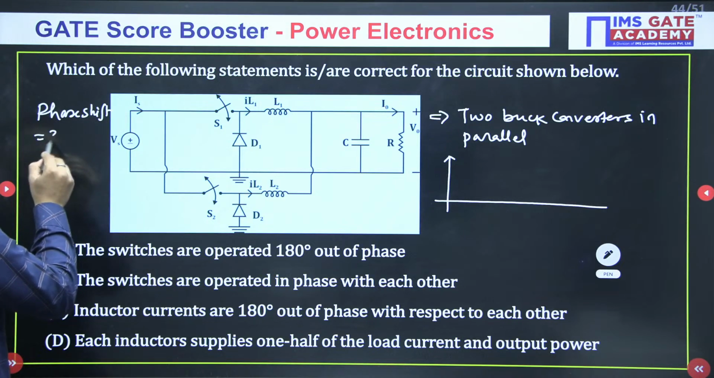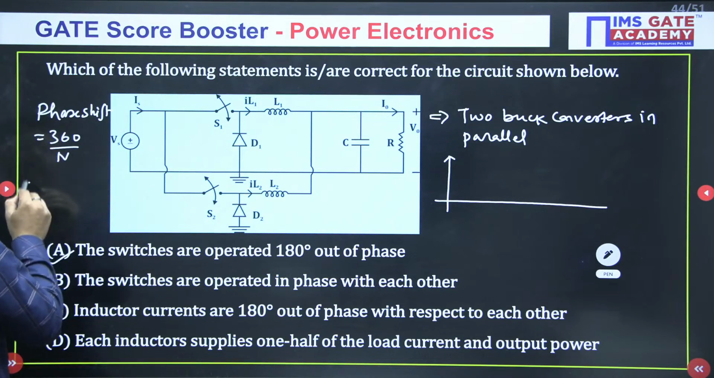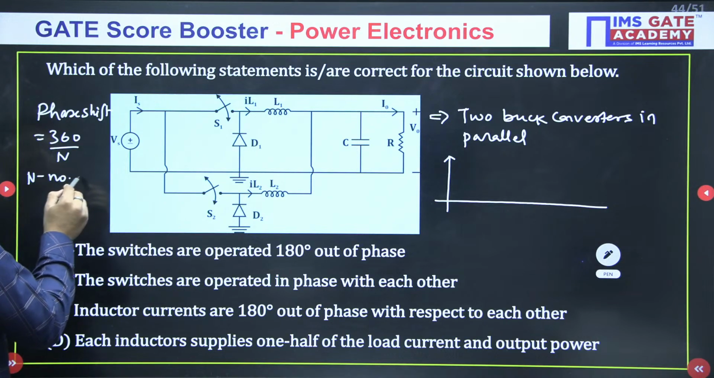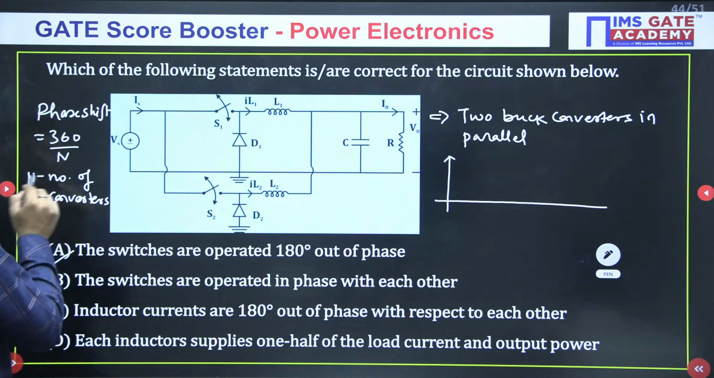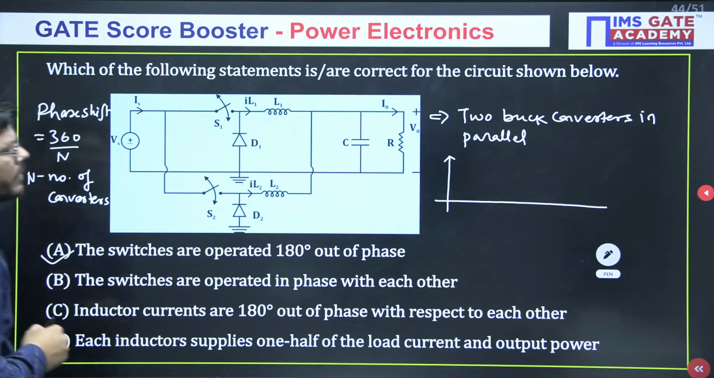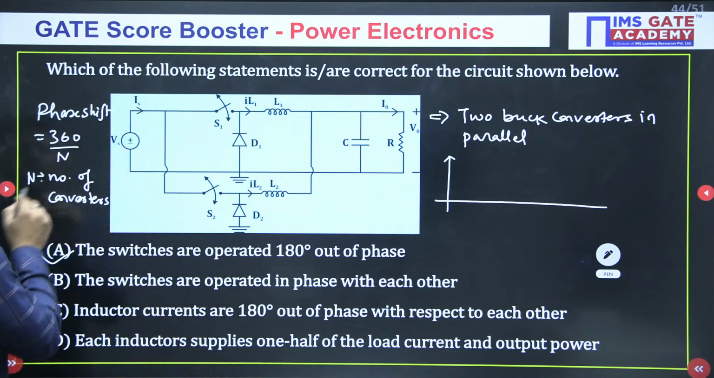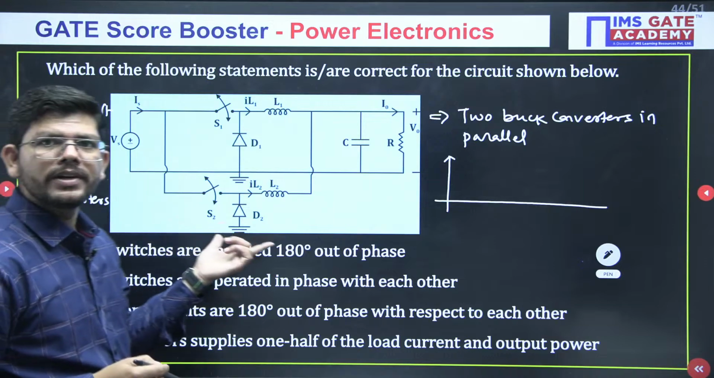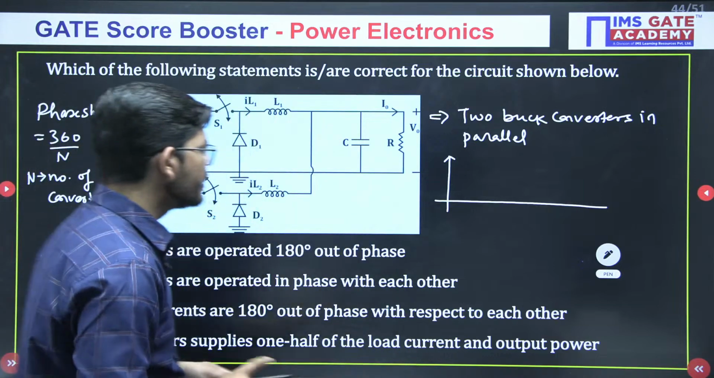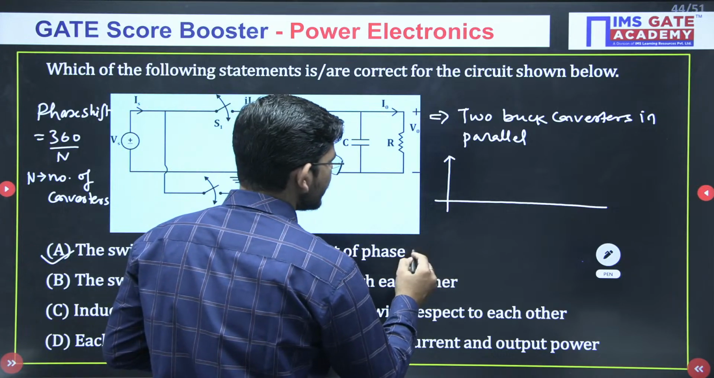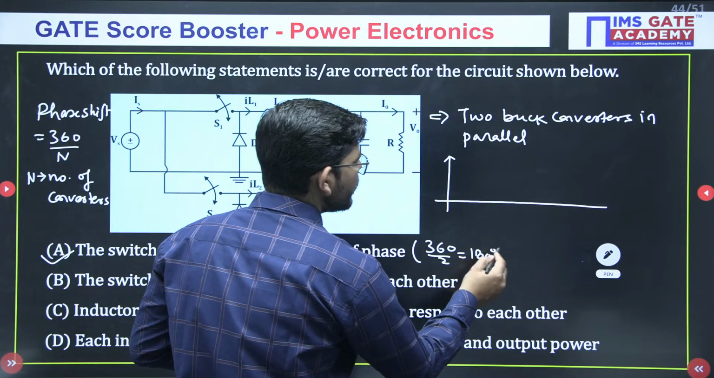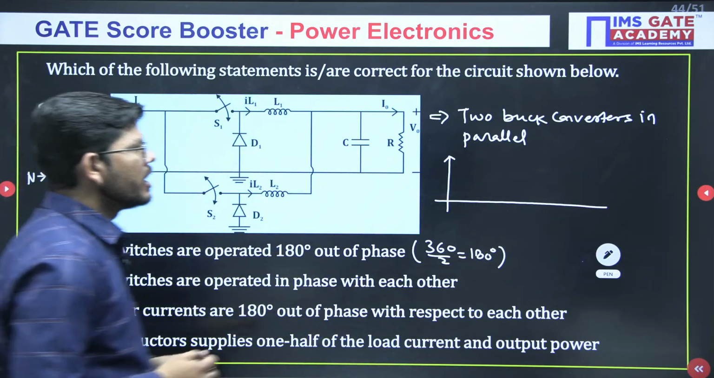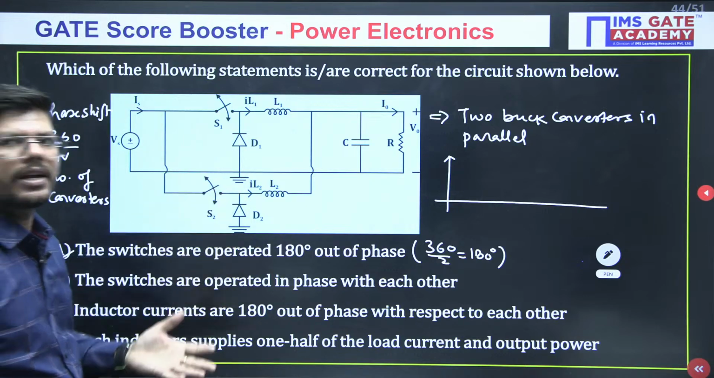The phase shift is 360 divided by n, where n is number of converters. Okay, number of converters. So how many number of converters we have here? 2. So phase shift will be 360 by 2. Okay, so that is correct. 360 by 2 equals 180 degree. And why are we having this phase shift? We will be operating this converter one after another.